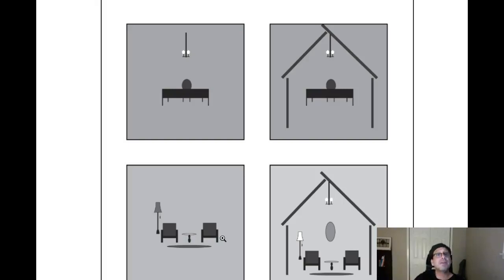Okay, same thing with the FedEx arrow. That's closure. Okay, so we're filling that in. We're determining that that's an arrow based on a negative and positive figure-ground relationship. Okay, so I think this is successful.